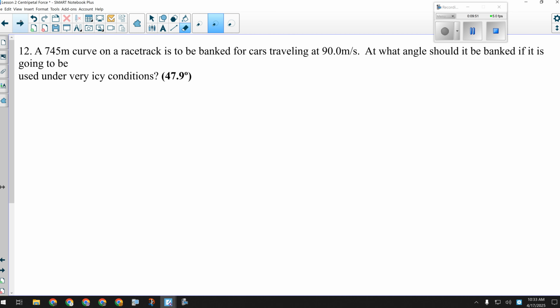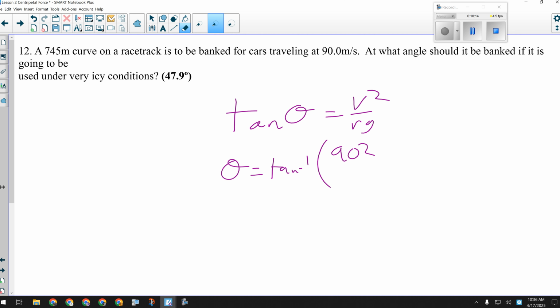See if you can do that one. Looking for the bank angle on that one. Again, a pretty easy manipulation. We know that it's a banked curve, so we know we're starting out with tan of theta equals v squared over r times g. To find theta, I just have to do inverse tan. So the inverse tan of 90 squared divided by 745 times 9.81, and we get that this would have to be banked at 47.9 degrees.